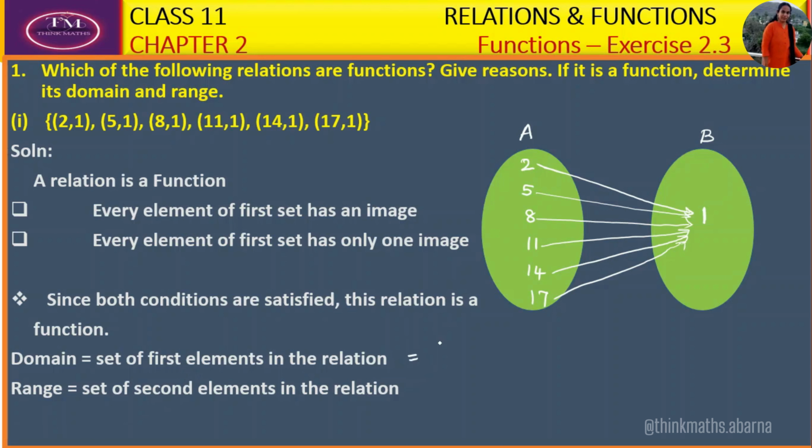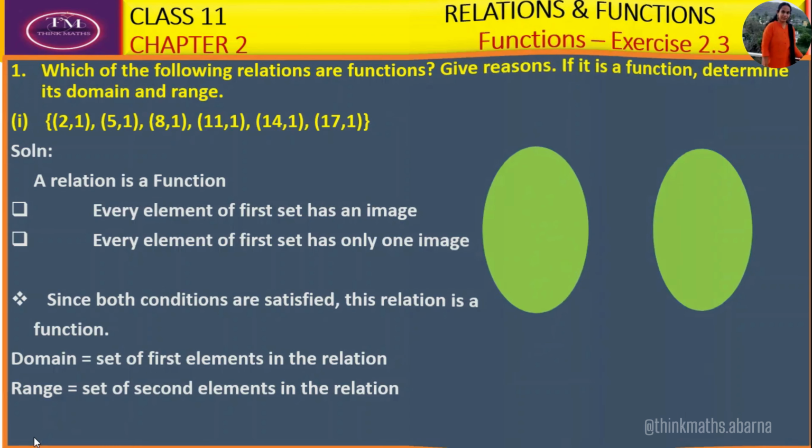So what are the first elements? 2, 5, 8, 11, 14, 17. Open the set bracket, write the elements from the first set and close the set bracket. Now what is the range? Range is the second element in the relation, which is only 1. 1 is the only element in the second set. So this is the domain and range. Understood? There are 3 parts for the first question. We have done the first part. Now let us move to the second part on the next page.